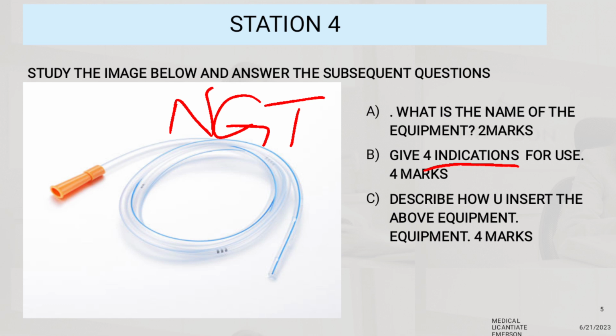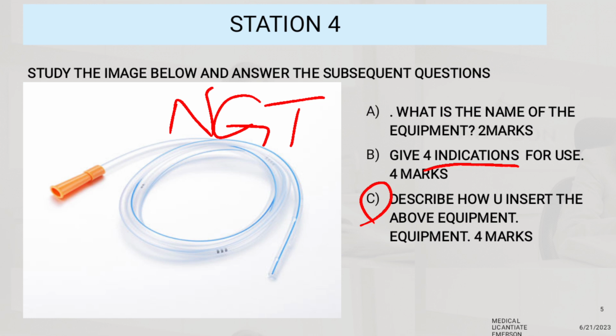So for example, when someone has a paralytic ileus, then you can use it in gastric lavage, in analysis of stomach content, if there is physical injury to the oral cavity, inflammation or CA esophagus. You can also give it in premature babies to prevent aspiration. Those are some of the indications for giving an NG tube. Then we are on C. Describe how you insert the above equipment.